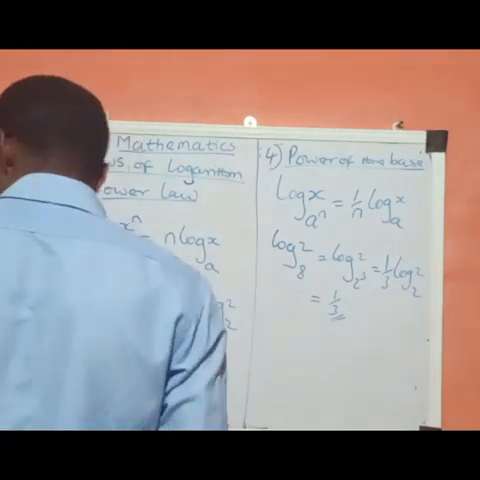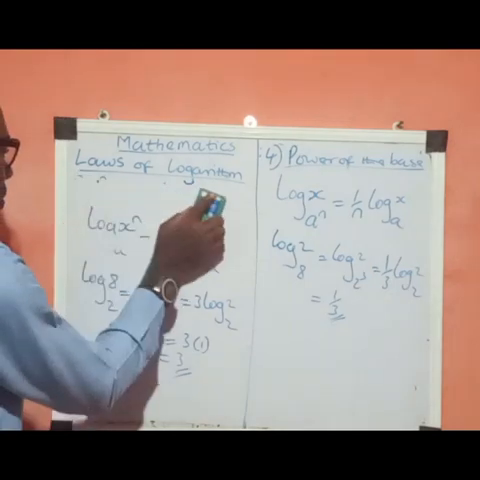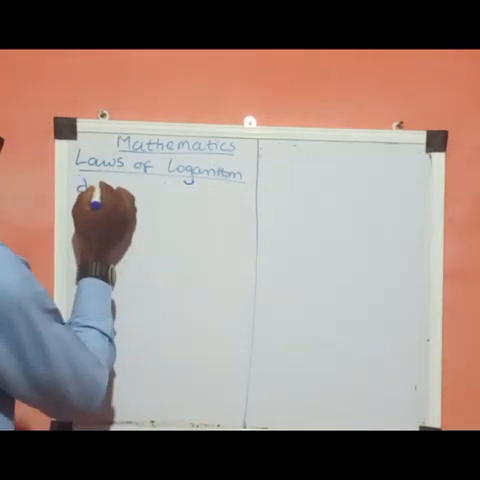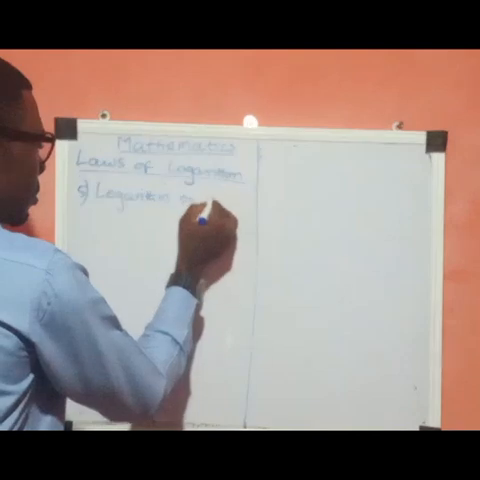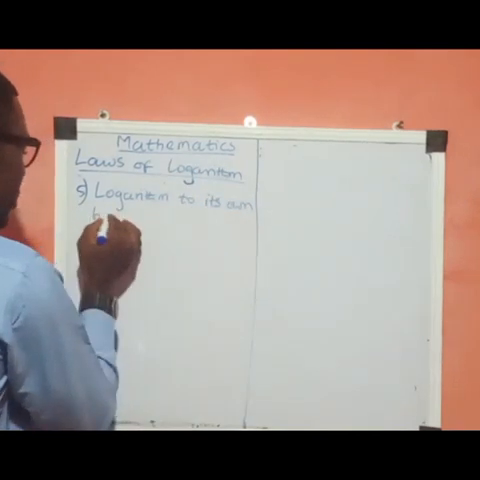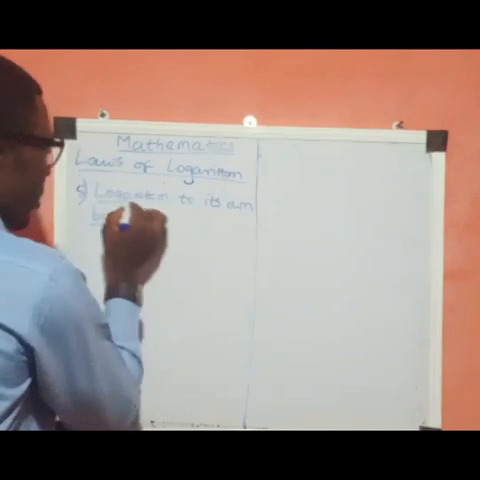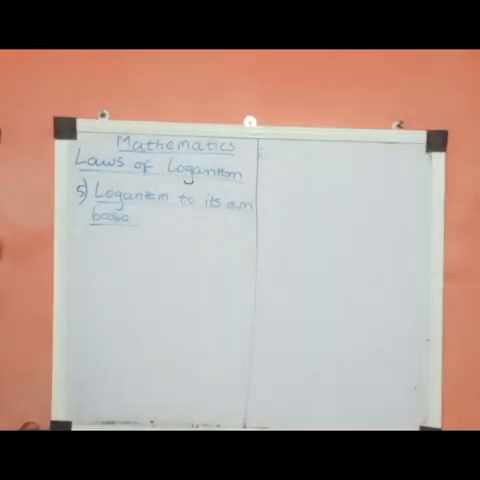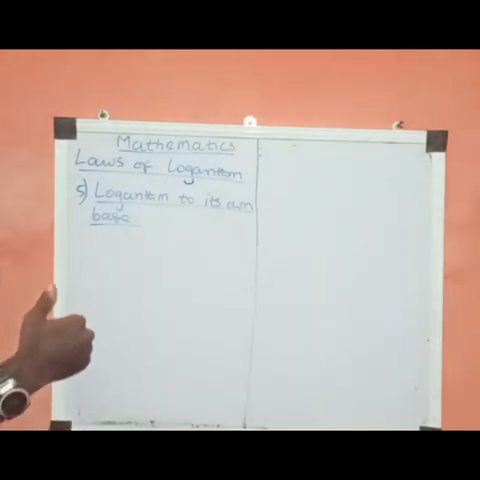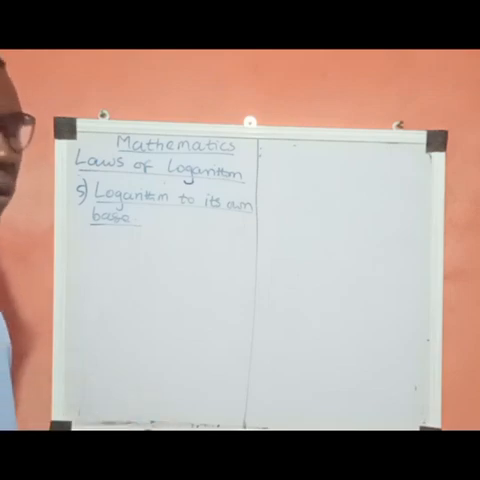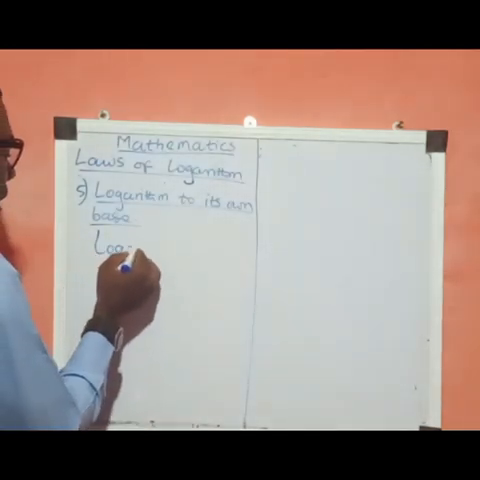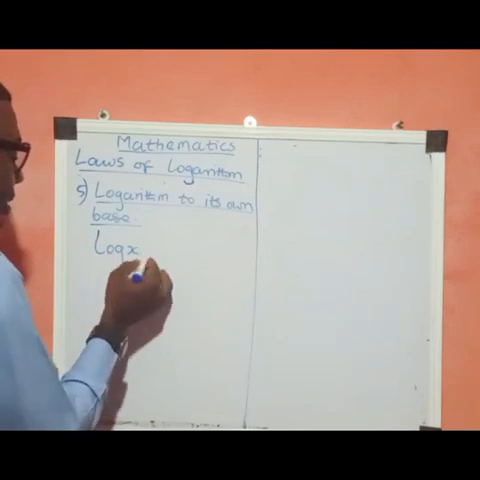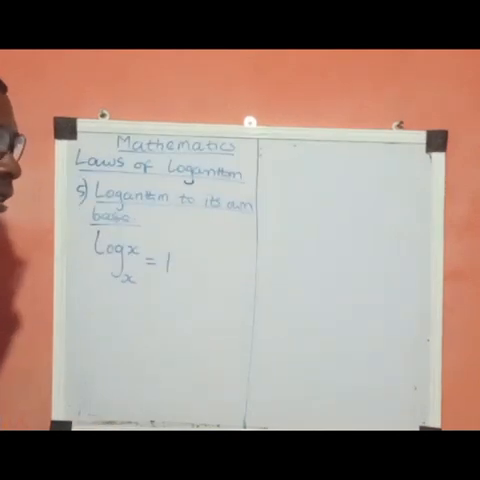Let's look at the 5th law: logarithm to its own base. Remember, what is important in these laws is not the numbering, which one came first or second. The arrangement is not necessary. The important thing is that you know the laws. This logarithm to its own base means that the log of a number to its own base, when the number and the base are the same, is simply equal to 1. That is just the law.